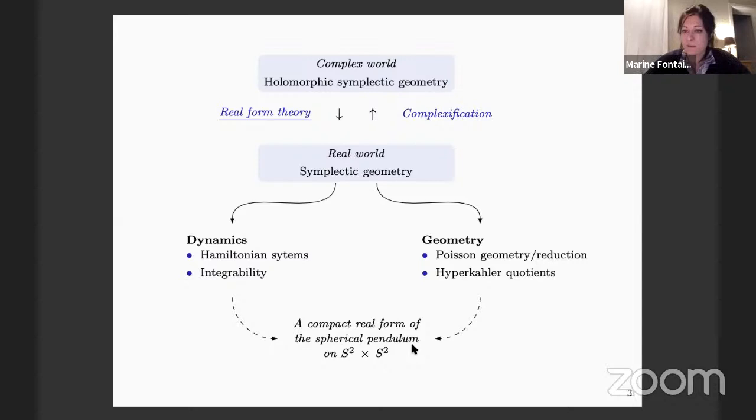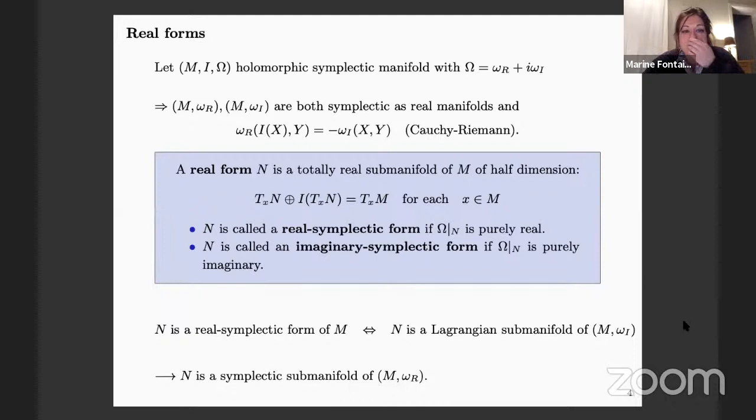So the first definition is, what is a real form? So you take a holomorphic symplectic manifold, and it has a complex structure I. Because the form is holomorphic, you can write it into its real and imaginary part. And then you can check that as a real manifold, M is symplectic with respect to both. And those two are not arbitrary, they are related through the Cauchy-Riemann equation.